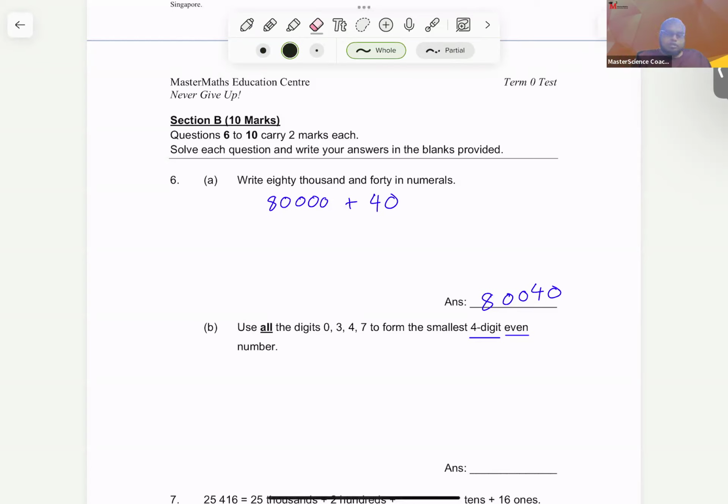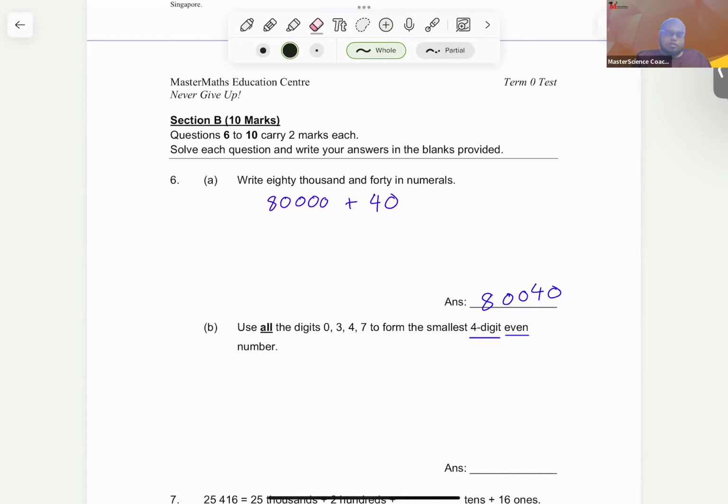So for example, if I put 0, 2, 5, what number is it? 25, right? 25 itself, is it a 2-digit or a 3-digit number? 2. So if you put a 0 in front, it doesn't count as a 4-digit number. It will be counted as a 3-digit number. That's why cannot start with a 0. I hope that is clear now. So remember, cannot start with a 0.